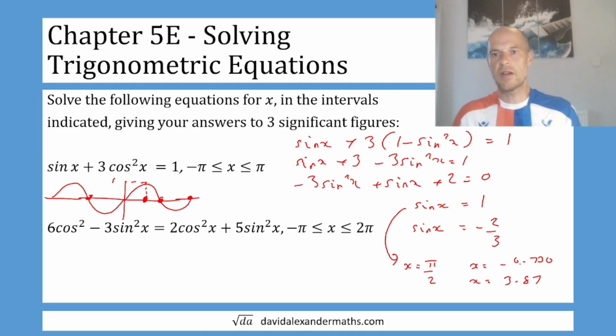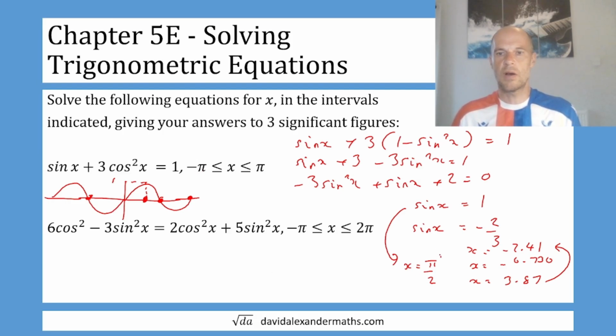But is there one beneath the negative 0.730? Well, let's find out. The one that is before negative 0.730 is 2 pi subtracted from 3.87. So let's just work that out. 3.87 minus 2 pi, and that is minus 2.41. And that is definitely greater than negative pi.